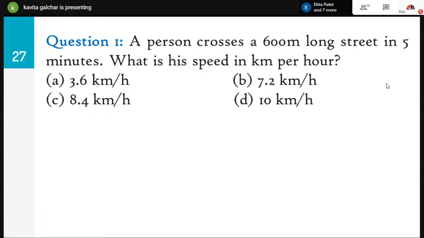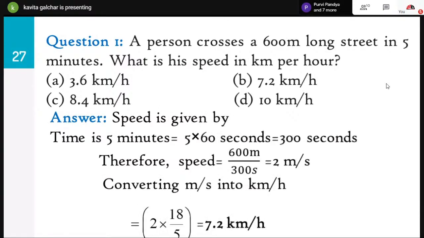See, what is given? Distance is given and time is given. And I have to calculate the speed in kilometer per hour. But here, time is in 5 minutes. So first, what am I doing? I am converting the minutes into seconds. So time is 5 into 60 seconds, that is 300 seconds.